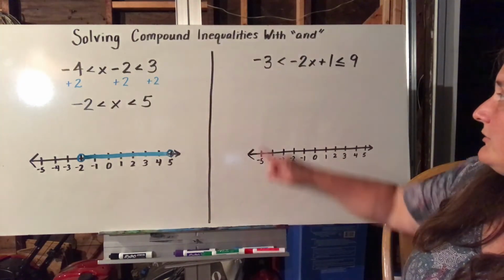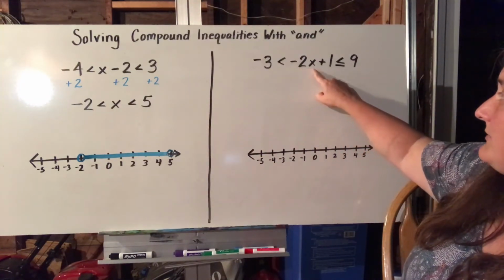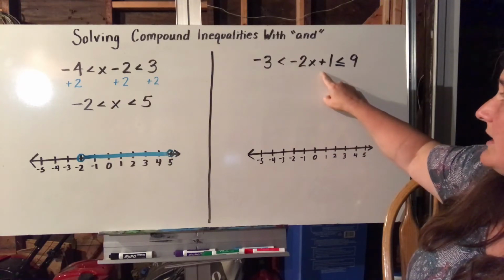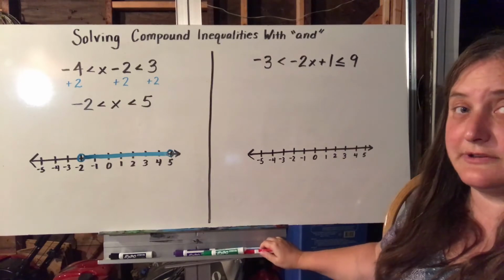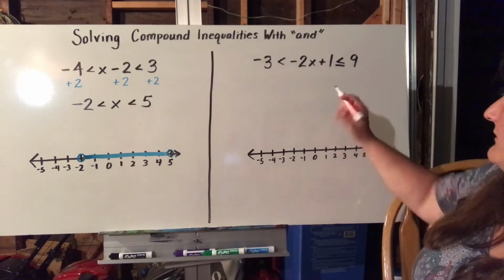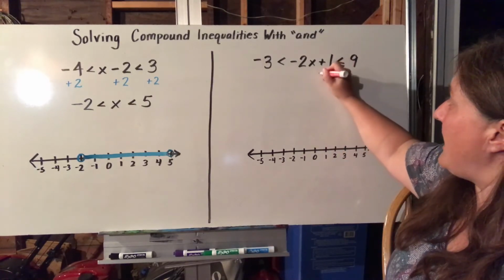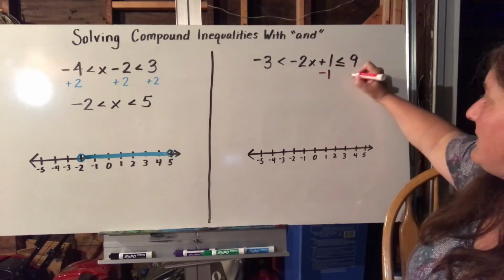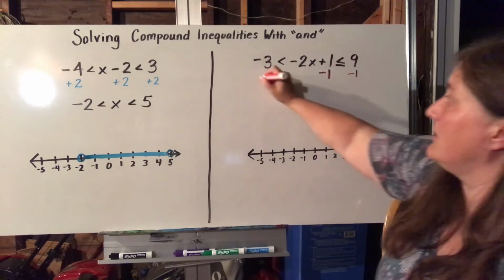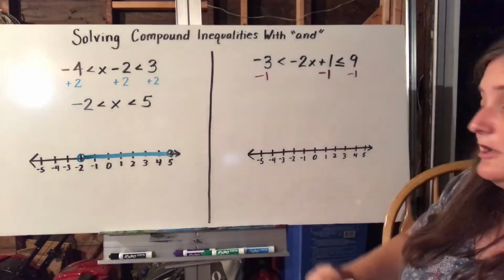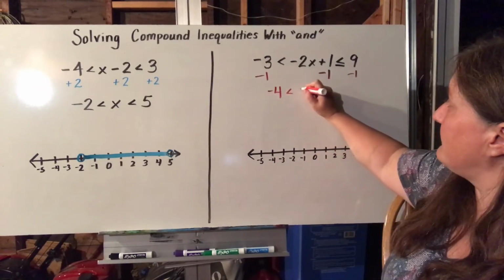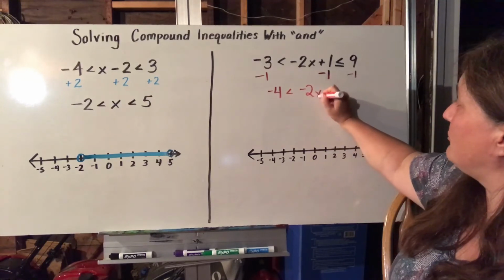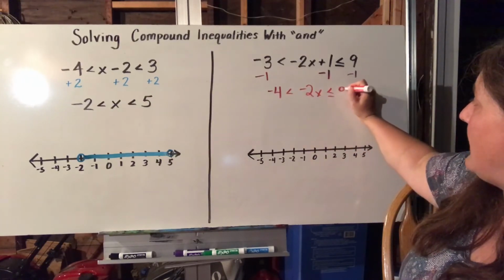So on this one, they're telling me -2 times x plus 1 is greater than -3, but less than or equal to 9. So the first thing I need to do is isolate my variable. So I'm going to subtract 1 here, but I have to do it to all sections of my inequality. So I'll subtract 1 here, and I'll subtract 1 here. So now I have -4 is less than negative 2x, which is less than or equal to 9.